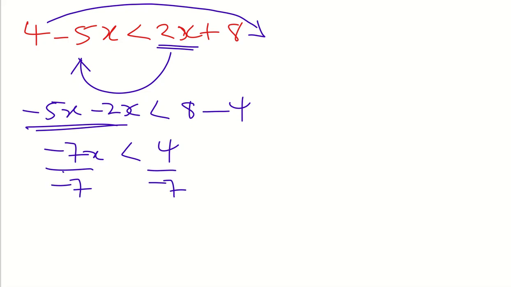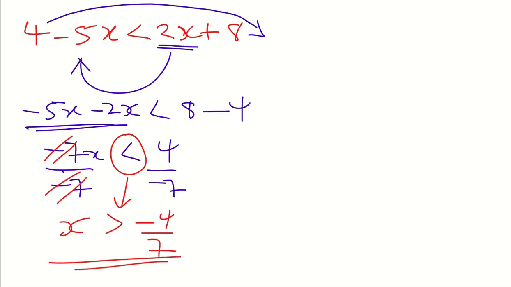The moment you divide by a negative 7, a negative number, this sign, which was less than, you have to change to a greater than sign. So negative 7 divided by negative 7 gives x, and we have to change it to greater than negative 4 over 7. This one is your final answer.